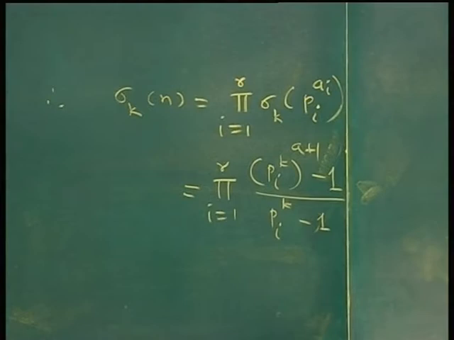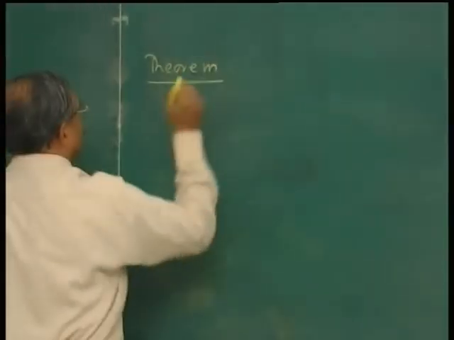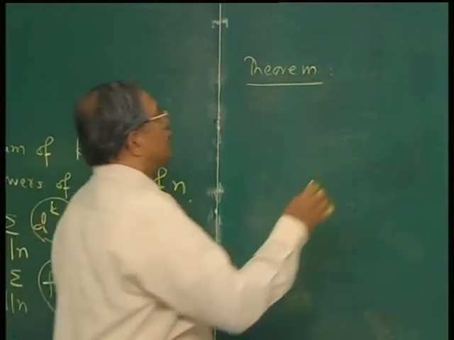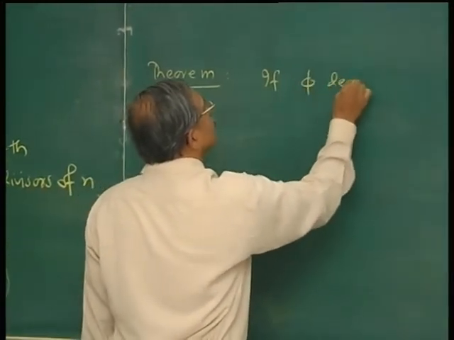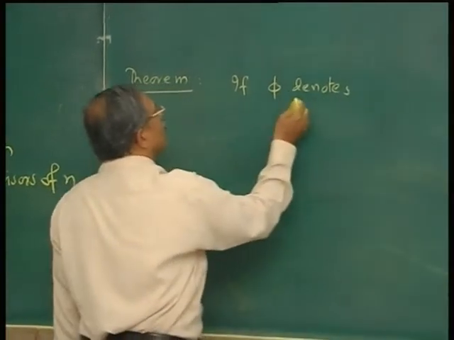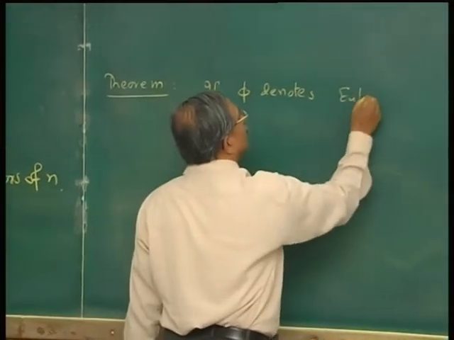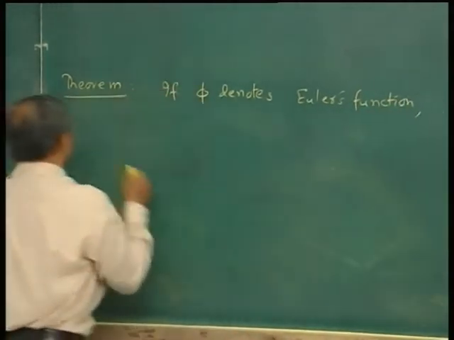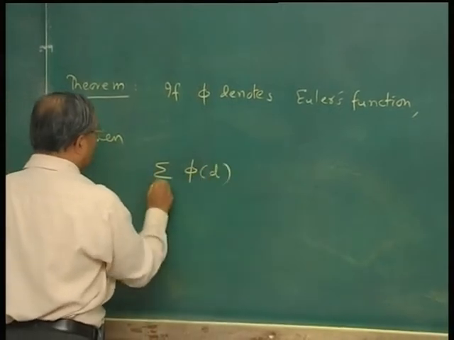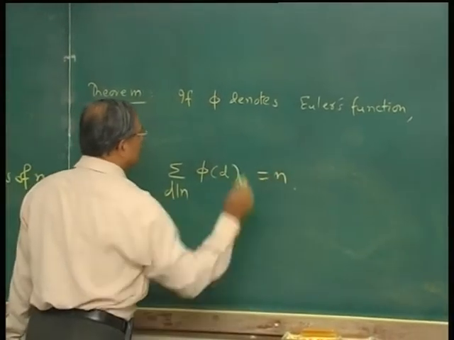Let us now prove the interesting result about Euler's phi function. So, theorem. If phi denotes Euler's function, then summation phi d, d divides n, equals n.